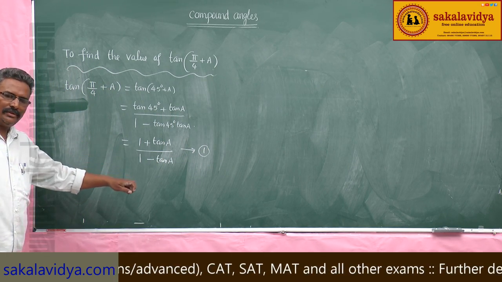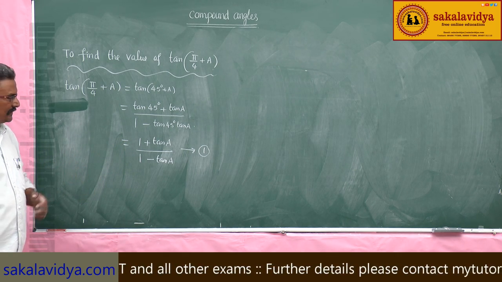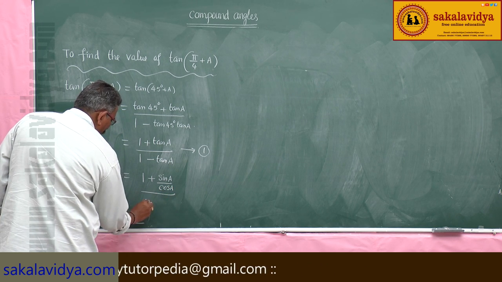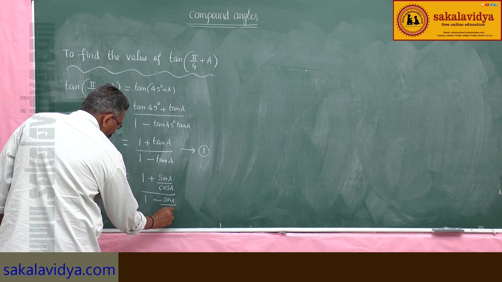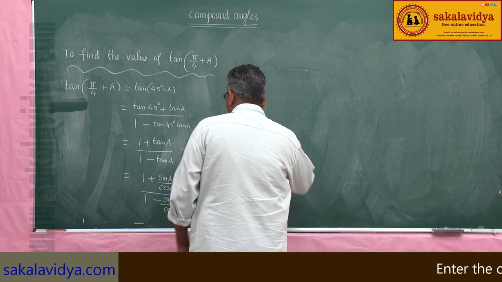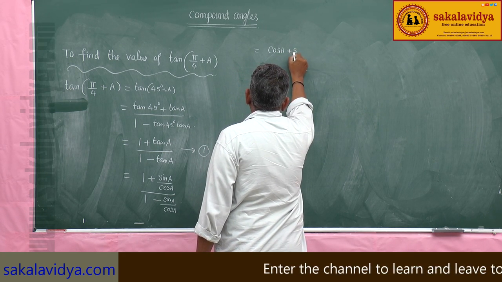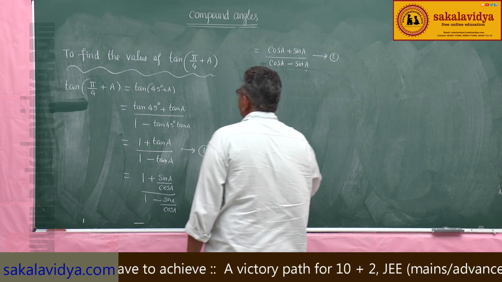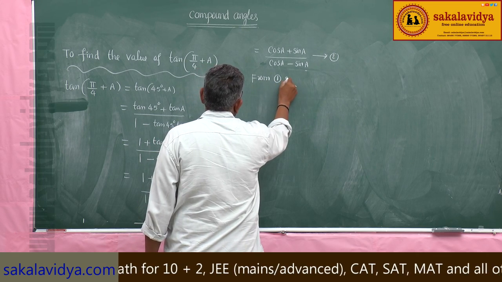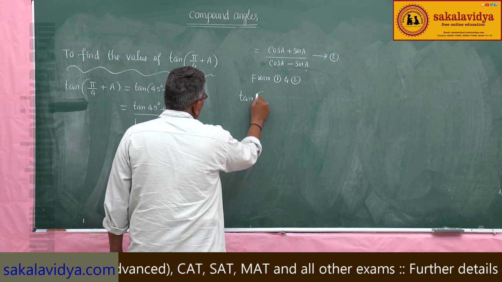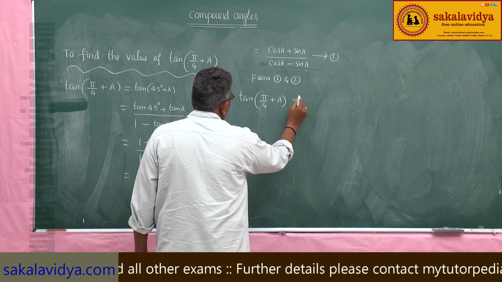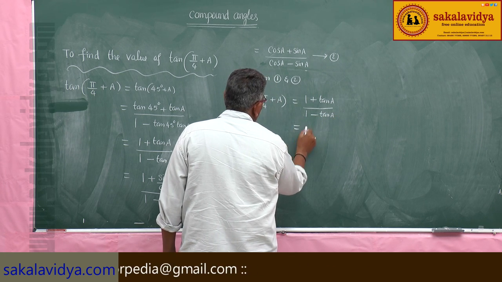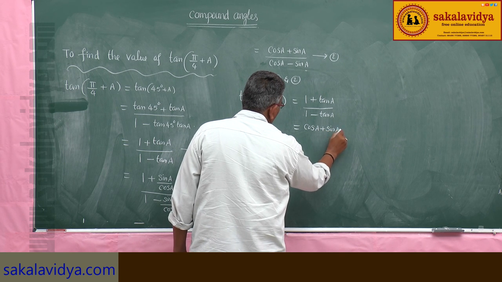Now can we put tan A as sin A by cos A? Yes. So now we can write 1 plus sin A by cos A by 1 minus sin A by cos A. So now this we can write as cos A plus sin A by cos A minus sin A. Say this is 2. From 1 and 2, hereafter we can remember tan pi by 4 plus A is equal to 1 plus tan A by 1 minus tan A, or cos A plus sin A by cos A minus sin A.